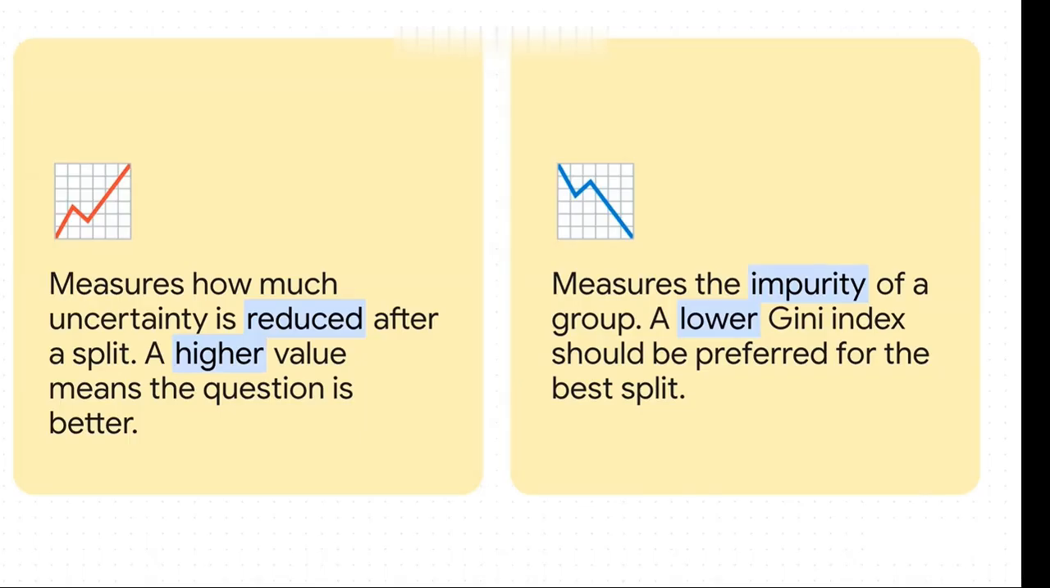So how does a machine actually quantify what a good question is? Well, it uses some clever math, with metrics like information gain and the Gini index. Just think of it like this. Information gain rewards the questions that give you the biggest aha moment, the ones that clear up the most confusion all at once. The Gini index, on the other hand, is kind of like a neat freak. It looks for questions that create the most uniform groups, sorting everything into nice, clean piles.